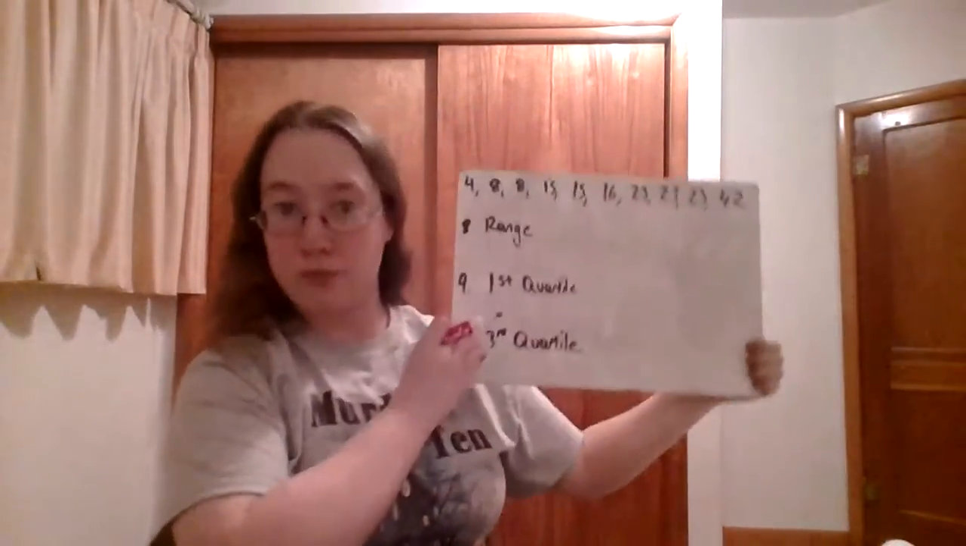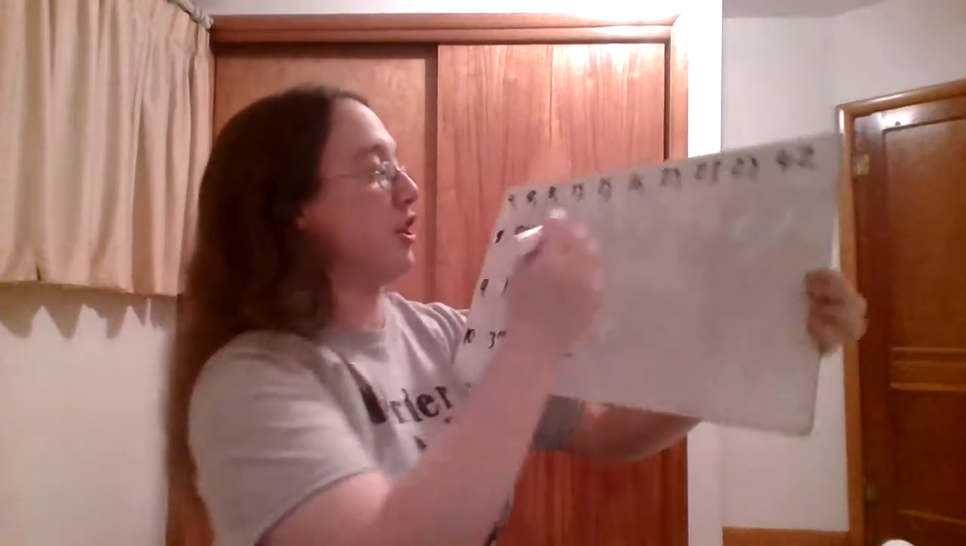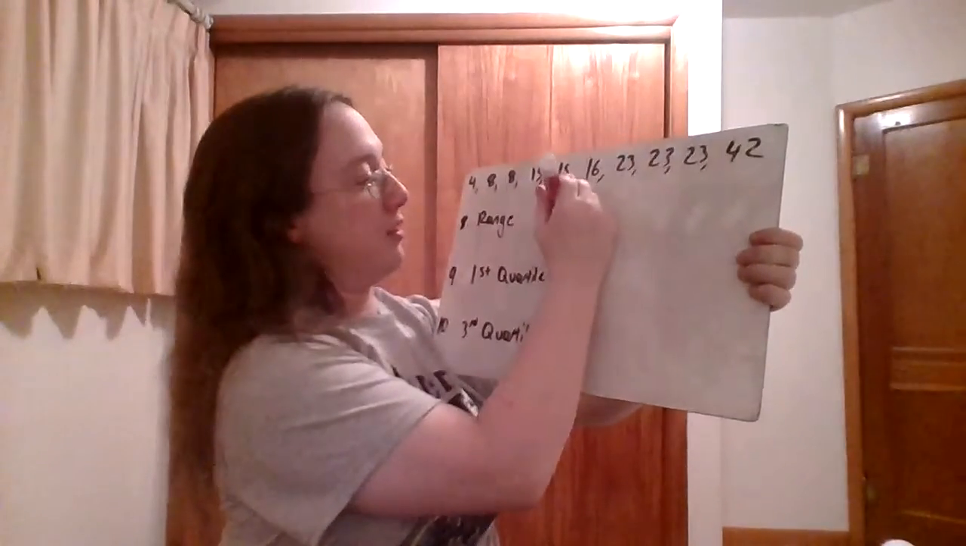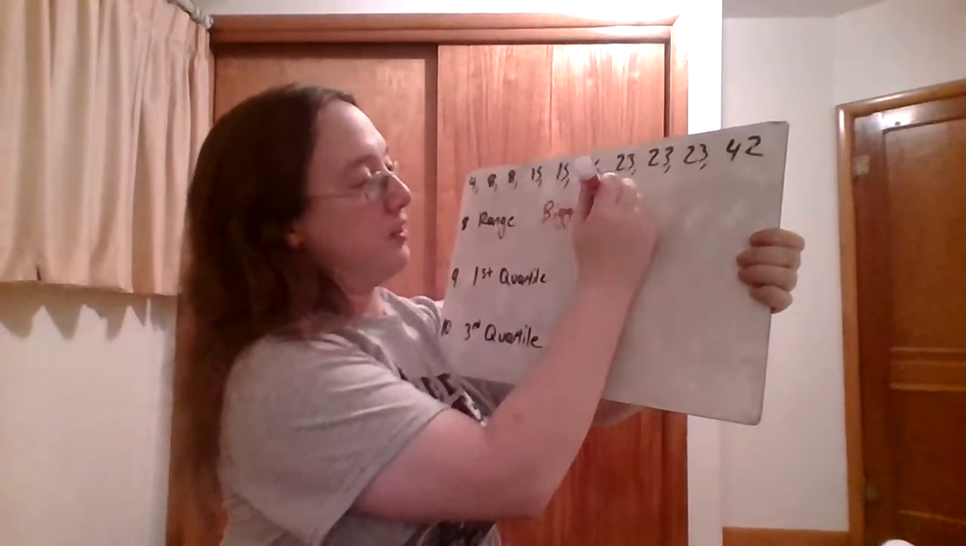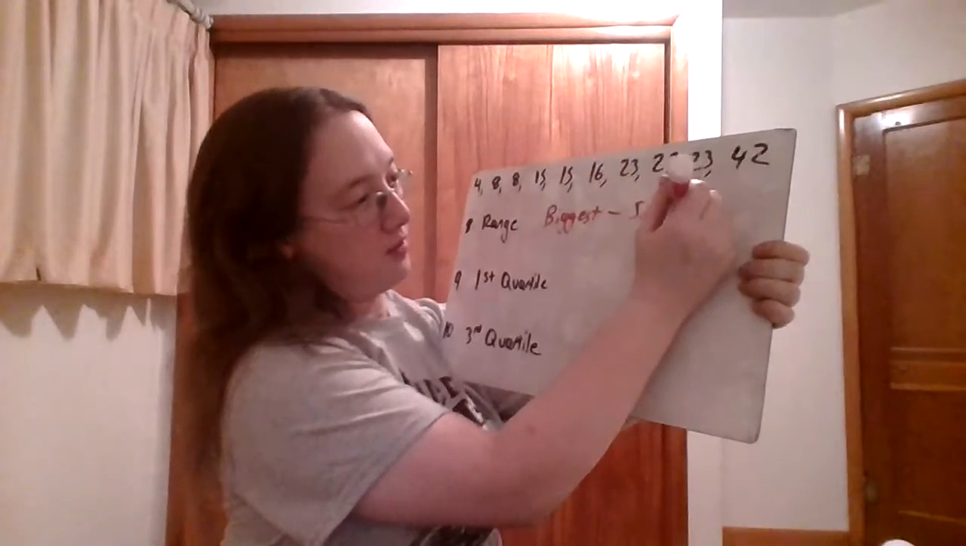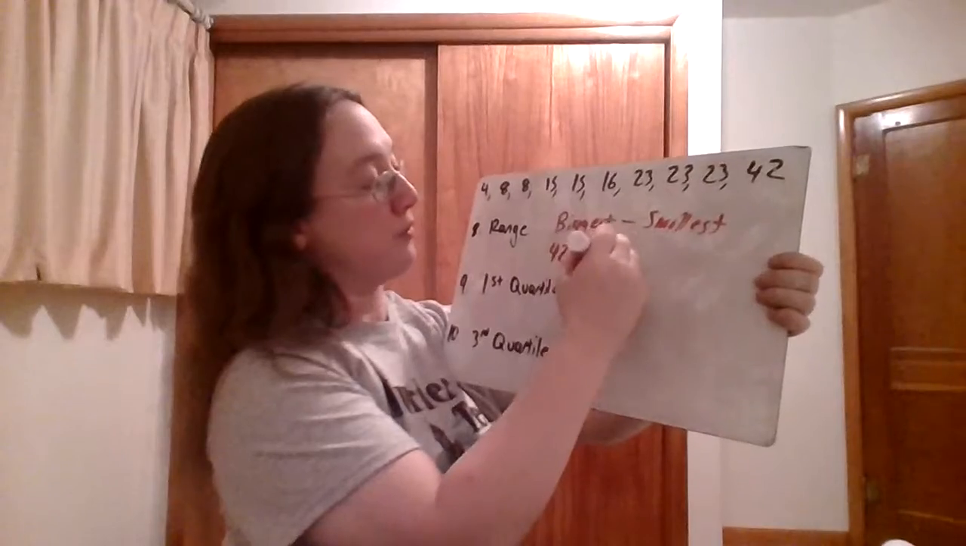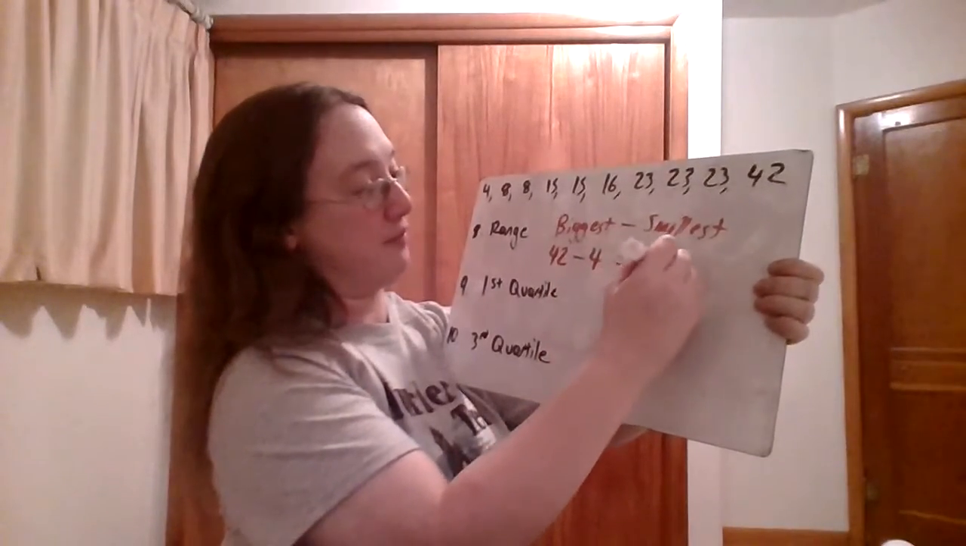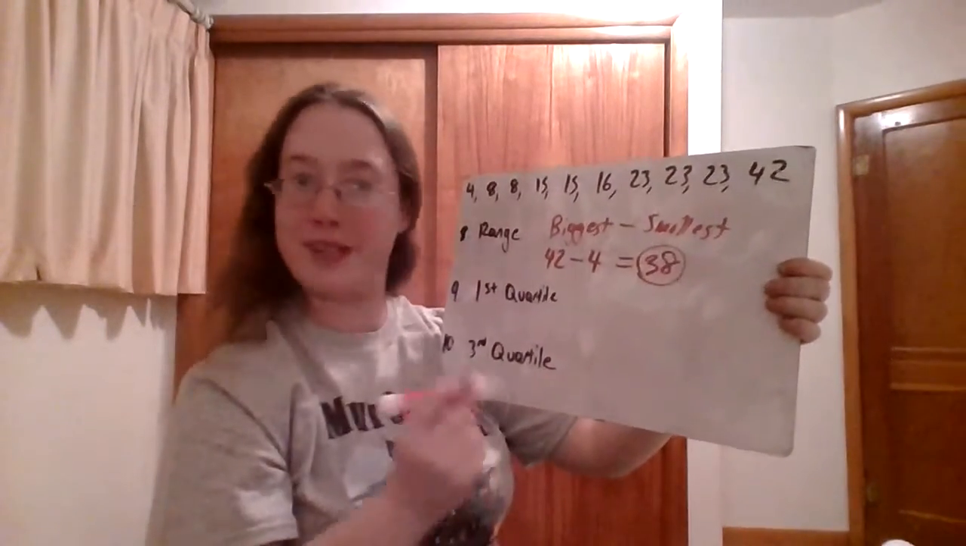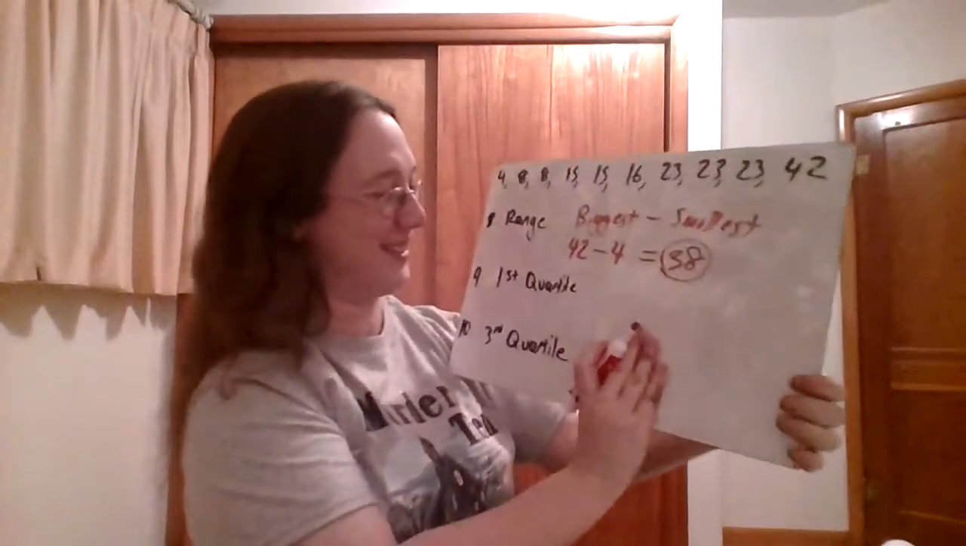And then range. Range is your biggest number minus your smallest number. So the biggest number is 42. The smallest number is 4. 42 minus 4 is 38. Boom. That one doesn't start with M.